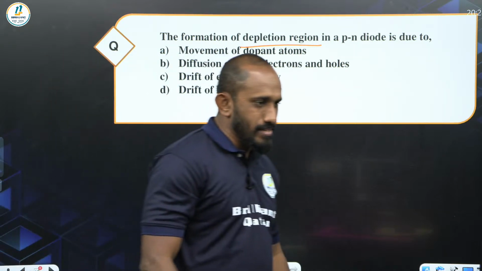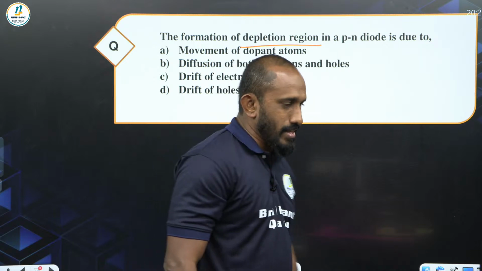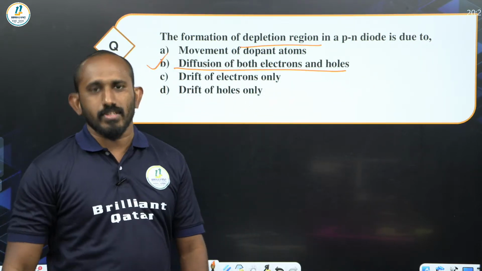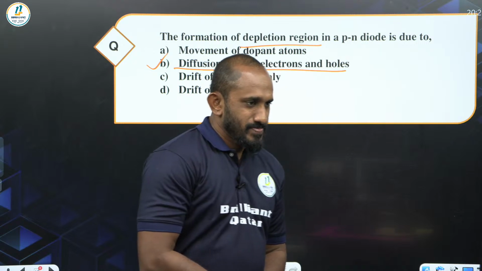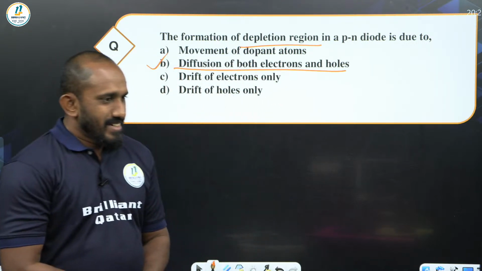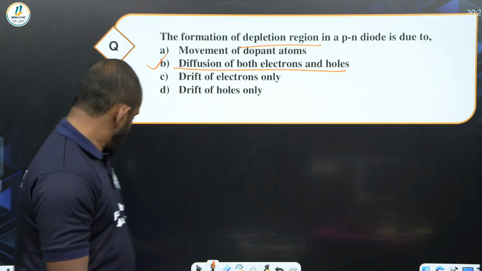How many of you got the correct answer? Great, great. Nima is there, G is there, Sanjay is there, Venkat is there. Good, great. So B is the correct answer there. Diffusion of both electrons and holes is happening. Great. Mr. Dikya, Sanjay is there. Great.